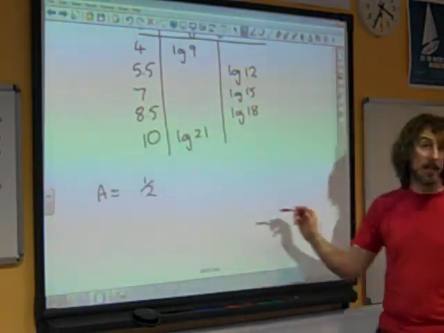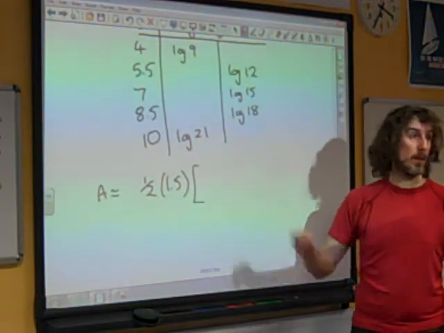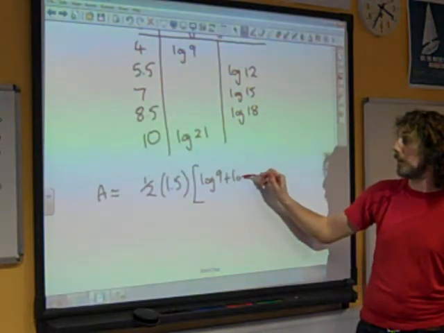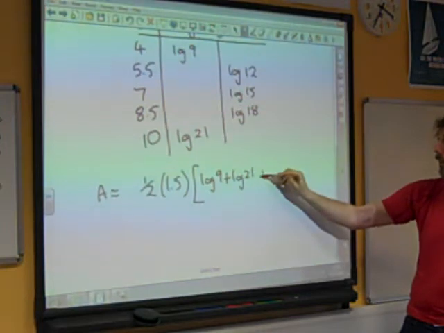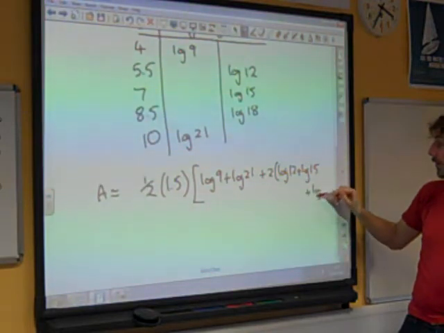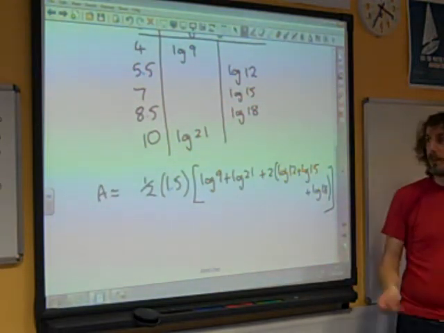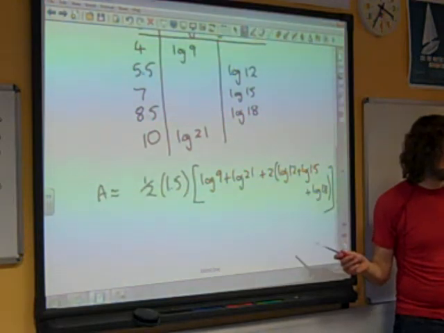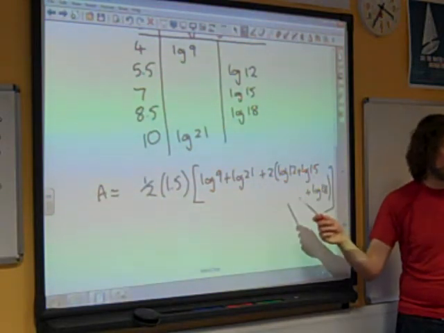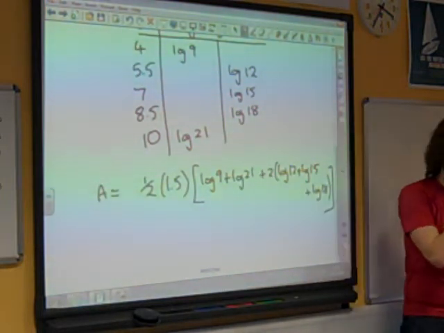So the area is a half, times the step size, the width, which is 1.5. And then we're doing the first and the last. So we've kept them separate to remind us to put them in there. Plus twice all the others. Now, I've taken the decision to put these exact into my formula, and so when I type into my calculator, I'm putting exact values in. It's a little bit over the top. I have a slight obsession with exactness, and you don't really need to do this. You can work them out in the table, and put them into a suitable number of decimal places.